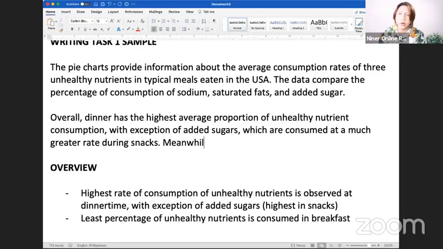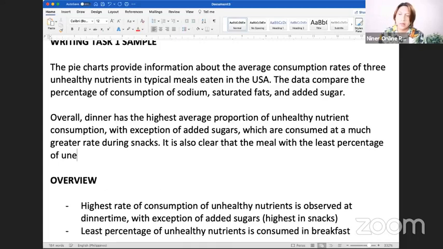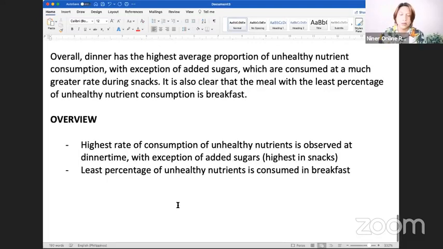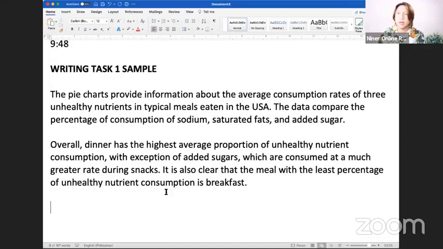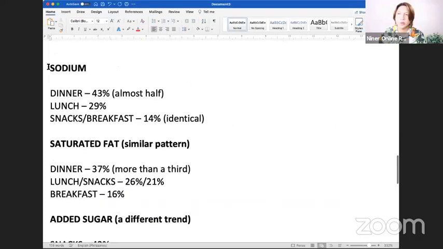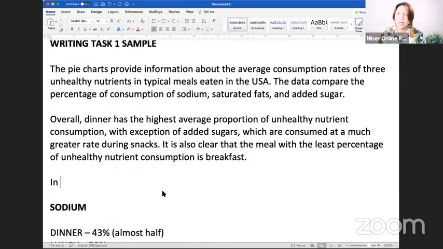It is also clear that the meal with the least percentage of unhealthy nutrient consumption is breakfast. Okay, we're done. Now we're going to jump into our body. Let's start with sodium first.